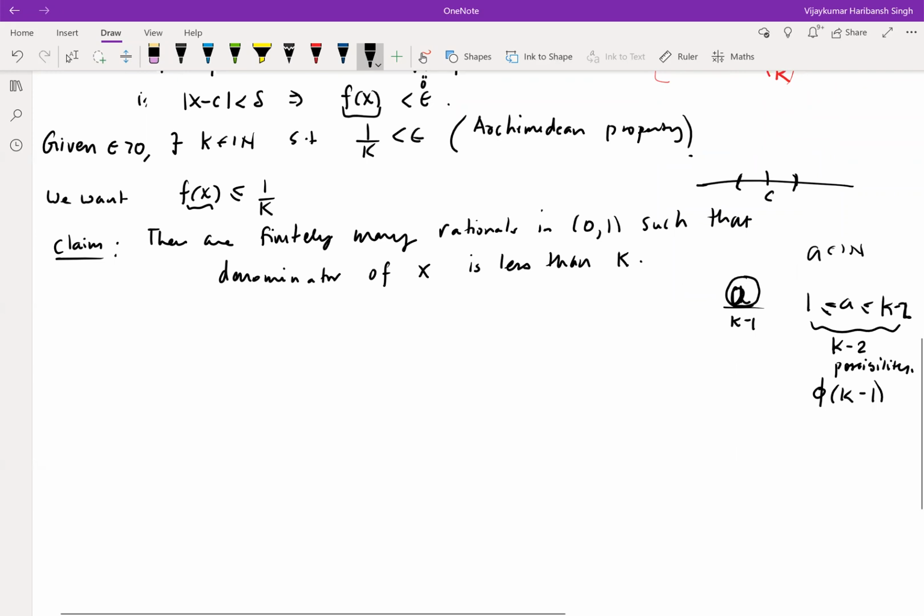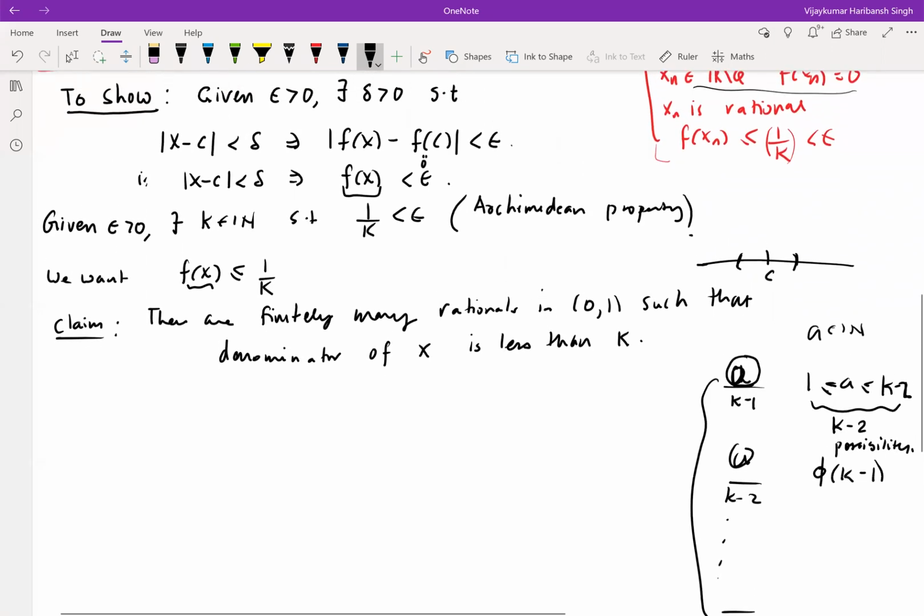So for k minus 1, you have k minus 2, right? So you go all the way until 2, and these are all the possibilities. There's nothing beyond that, and whatever k is, say k is 1 million, still this collection of numbers is finite.